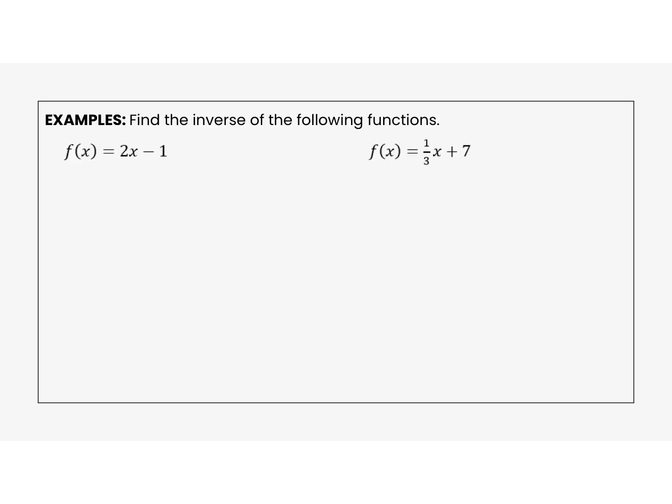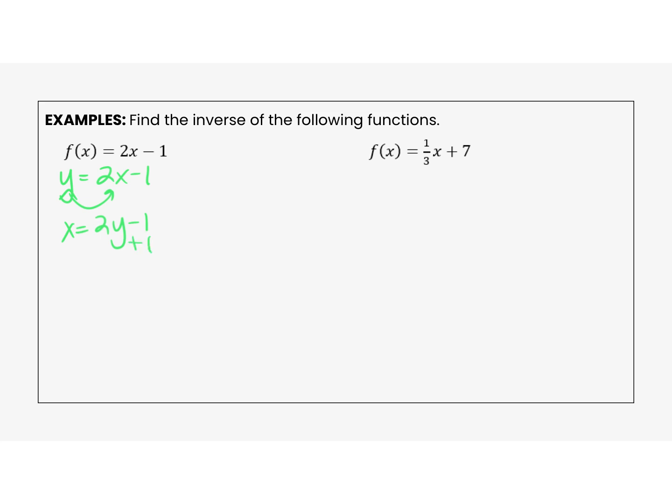Okay, so let's do a couple examples. So first thing I'm going to do is replace f of x with y. So y equals 2x minus 1. Then I'm going to switch x and y. So I get x equals 2y minus 1. Now I need to solve for y.